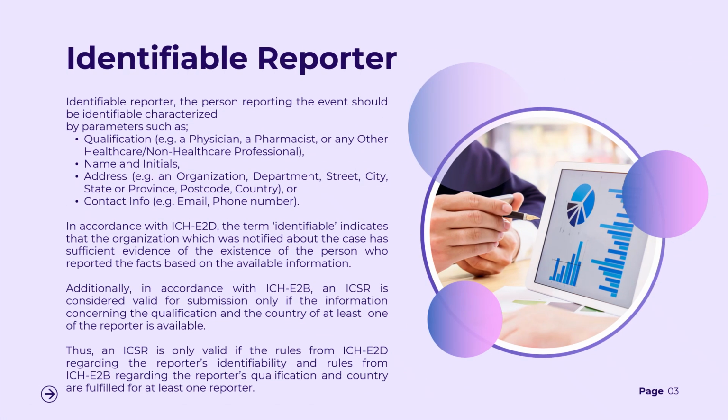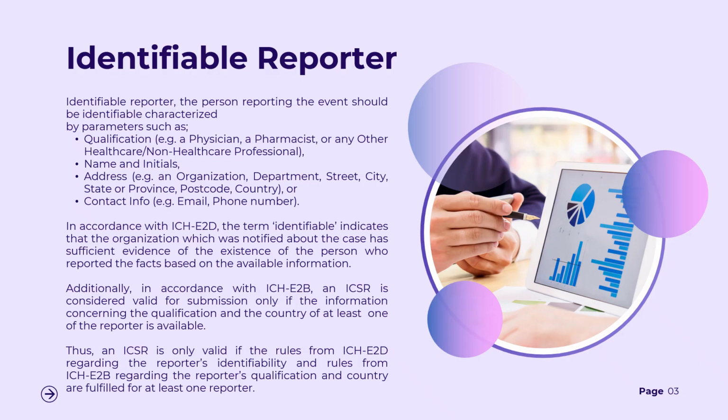So let's first talk about the first point, which is the identifiable reporter. There may be multiple reporters to a case, but if there are multiple reporters, at least one of the reporters needs to be identifiable. And how it can be characterized is by the various parameters that are listed here. For example, the qualification: physician, pharmacist, or any other HCP or non-HCP. We have the name or the initials, we have the address, or we have the contact information.